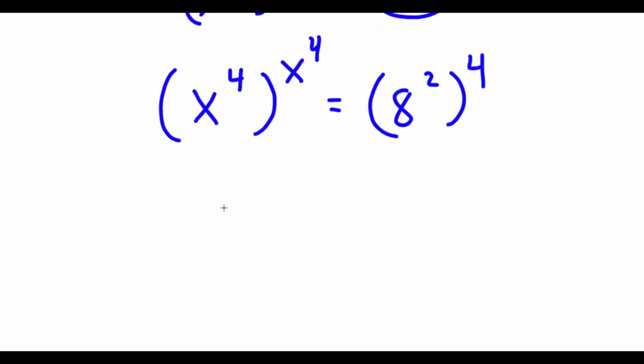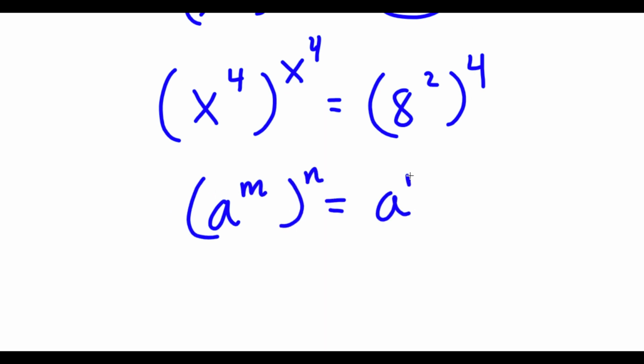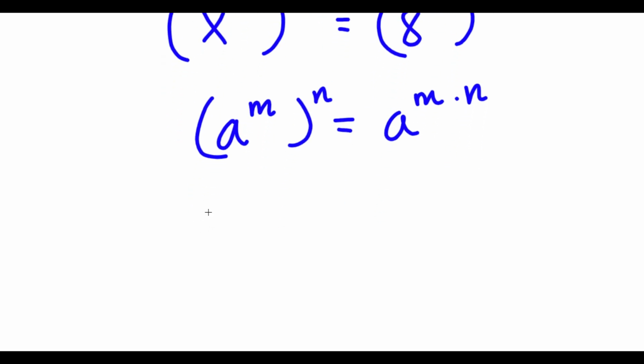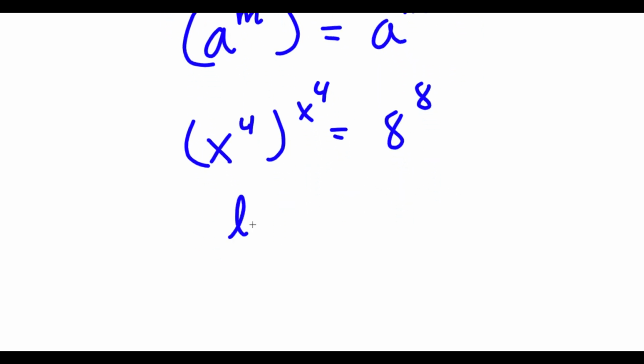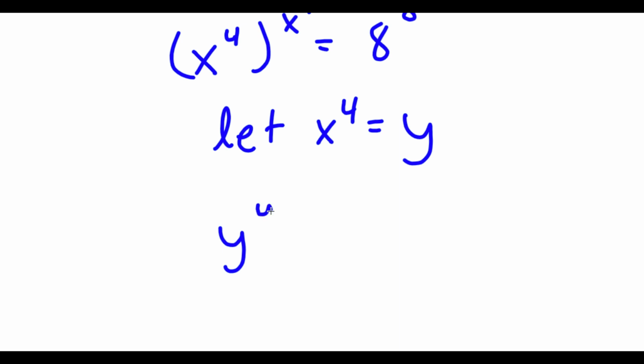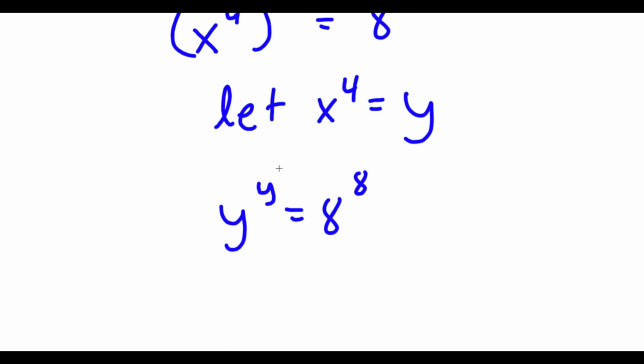Now, if I have something in the form a to the power of m to the power of n, this is equal to a to the power of m times n. So a to the power of 2 to the power of 4 is going to equal a to the power of 2 times 4, which is a to the power of 8. So I have x to the power of 4 to the power of x to the power of 4 is equal to 8 to the power of 8. Now I'm going to let x to the power of 4 equal the variable y. So now I have y to the power of y is equal to 8 to the power of 8.